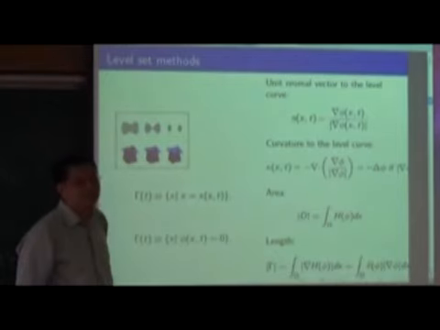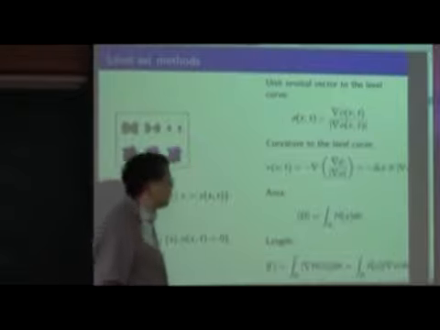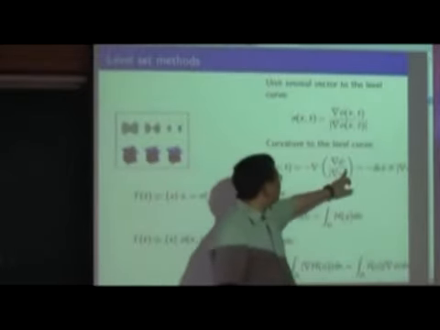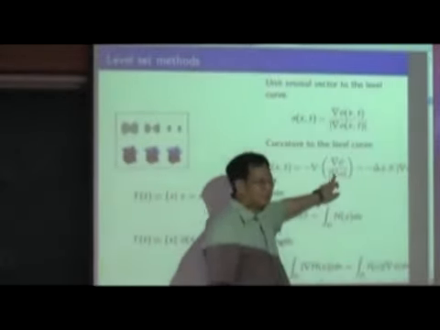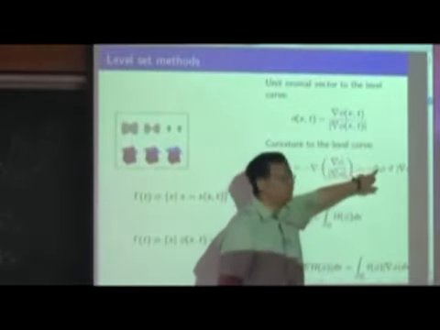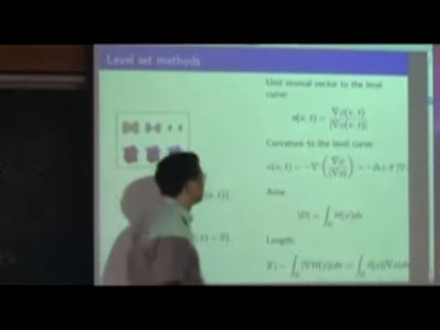If phi is a distance function, the curvature is just the Laplacian of the function on the curve. Why? Yeah, if it is a distance function, the gradient norm is always equal to 1. So you just reduce it to the minus Laplacian, and you can easily calculate it.